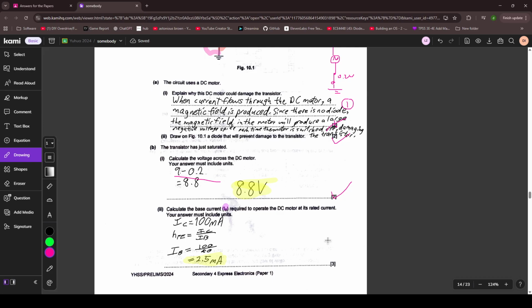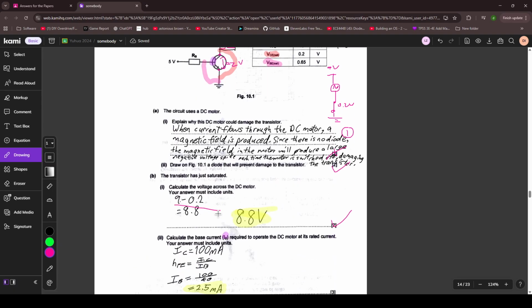Calculate the base current required to operate the DC motor at its rated current. Your answer must include units. Why do you keep telling us to include units? Alright, anyway.